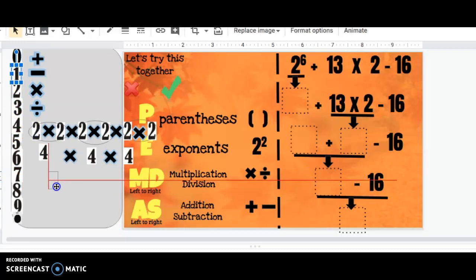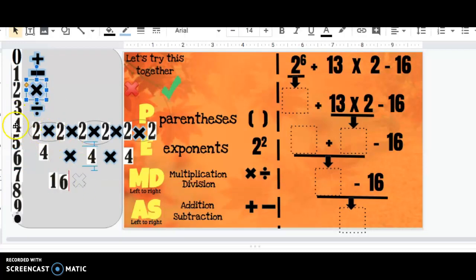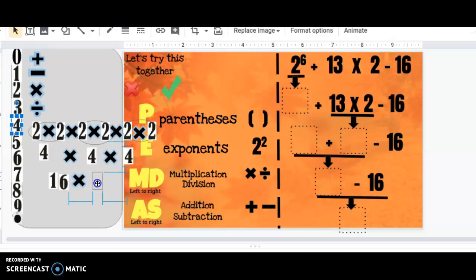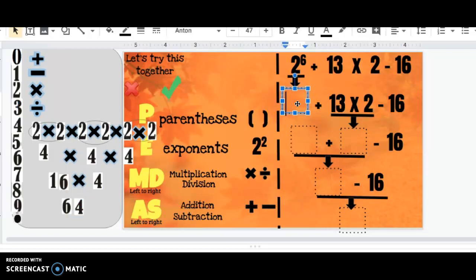Remember, we got to keep going until we only have one number. 16 times 4. Now that we have 16 times 4 down, we are going to multiply 16 times 4. And when we multiply them, we get 64. So I'm going to double click in my dotted box and type 64.